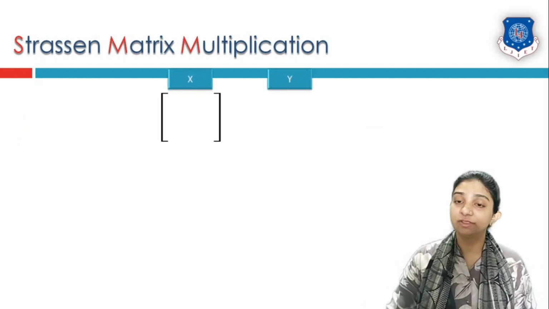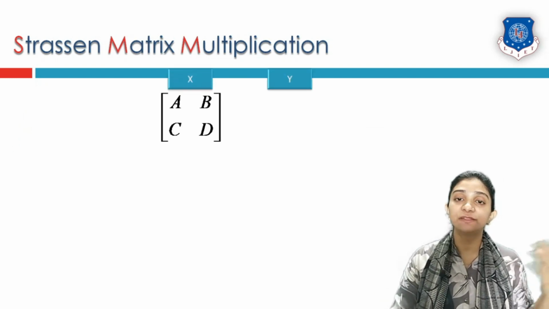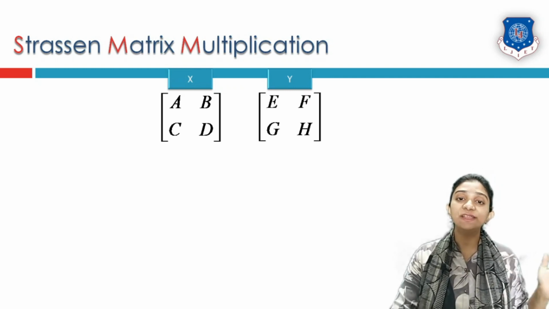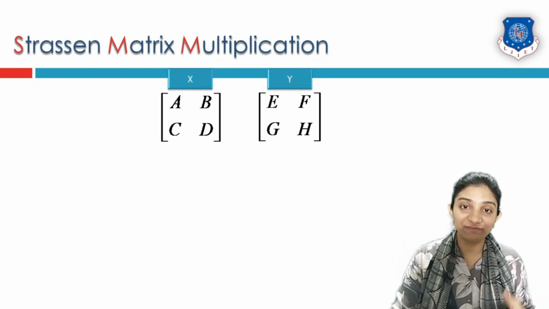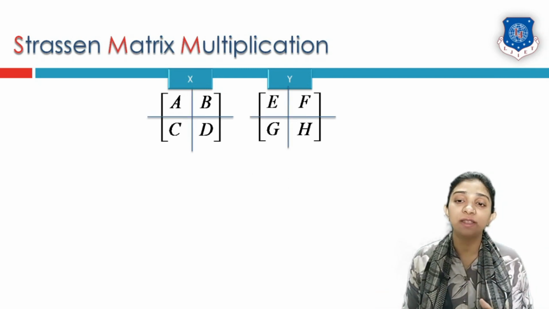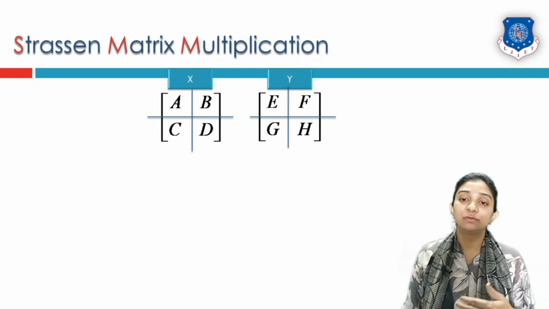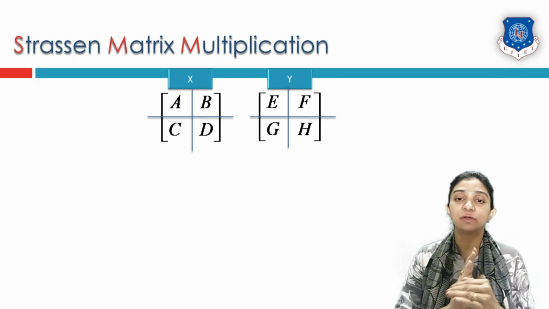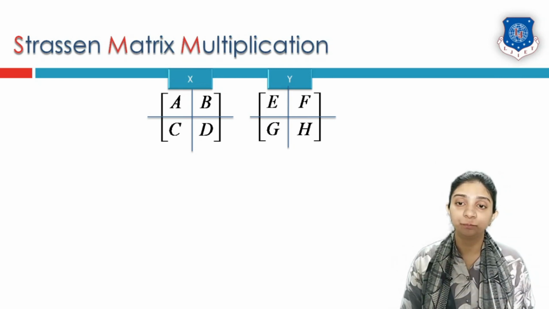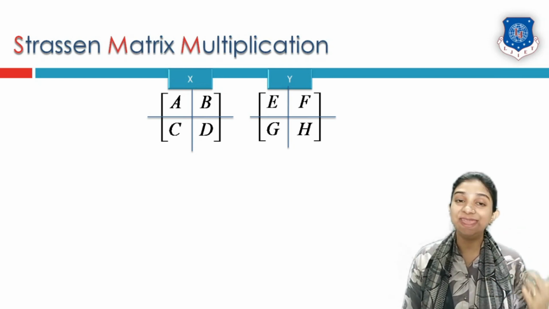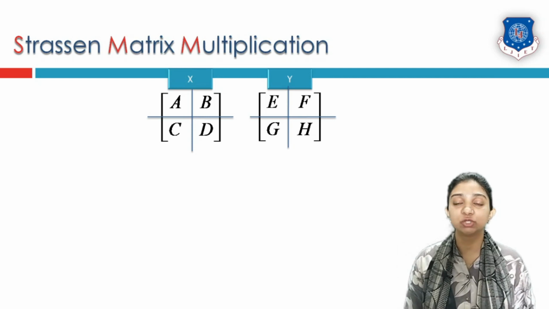Let us start with an example. X is a matrix of 4 components A, B, C, D and Y is another matrix of components E, F, G, H. Then we divide each matrix into 4 parts. To divide it into 4, we divide horizontally as well as from the middle vertically. So the 4 components are now A, B, C, D from matrix 1 and E, F, G, H from matrix 2.